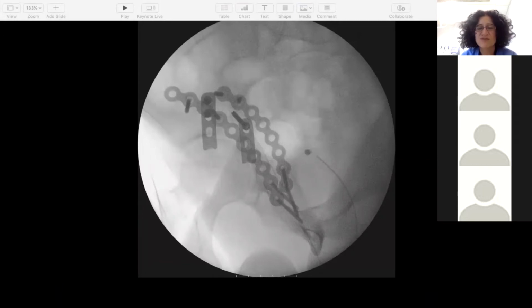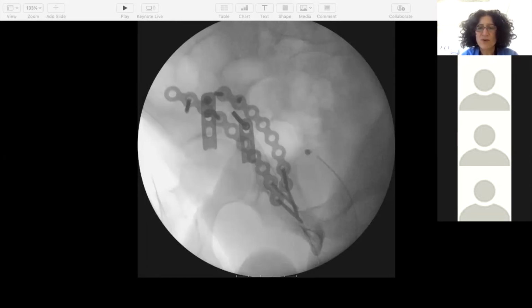So our strategy was to fix the posterior column, to elevate the marginal impaction, graft it, put in the spring plates to reduce the larger pieces of the posterior wall fracture, fix them with spring plates, and then lay 2 larger plates over, one plate already there for the posterior column, lay 1 additional plate over to hold down the posterior wall and support the spring plates.